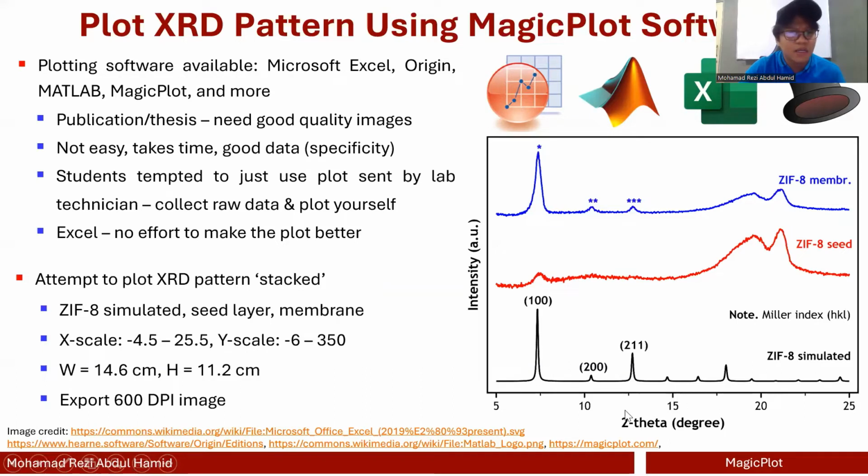And then I'm going to export the figure, the plot, into 600 dpi images. 600 dpi means dots per inch, kind of like the resolution when you print out the figures. Normally for publication you need at least 300 dpi, so this is more than enough. All right, that's it for the introduction. Let's go to our plotting software.